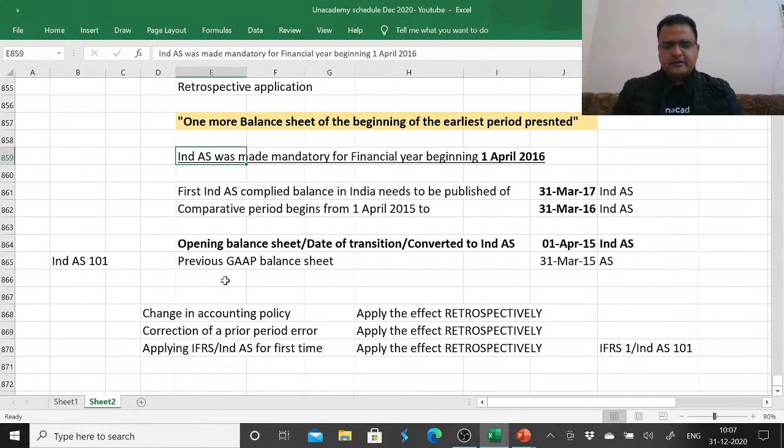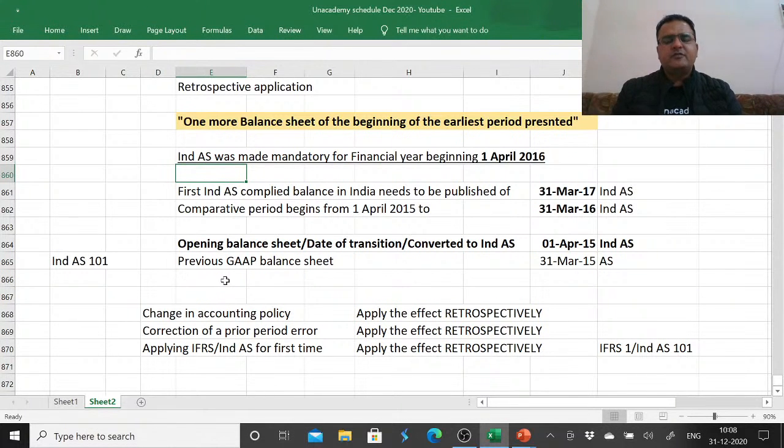So it was introduced in phases. It was made mandatory for the financial year beginning 1st April 2016. There's different language being used. The date of transition in India is 1st April 15. But the first financial year to which it was made mandatory was beginning 1st April 2016. And the first Ind AS compliant balance sheet is of 31st March 17.